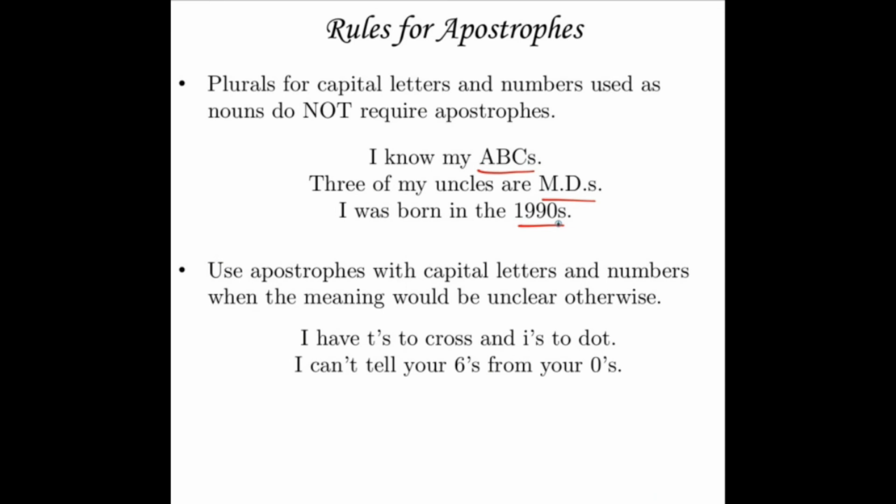You do use apostrophes with capital letters and numbers where the meaning would be unclear otherwise. So, for example, I have T's to cross and I's to dot. Well, you could just say Ts for T's, there's no word, but if you say Is without the apostrophe, people think it's is, and they read the sentence as I have T's to cross and is to dot. Then they get confused and stop reading and possibly go somewhere to have a lie down. You don't want them to do that, so in this case, you use the apostrophe to prevent confusion.